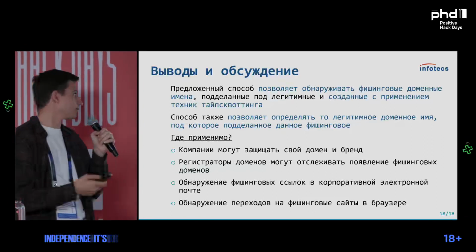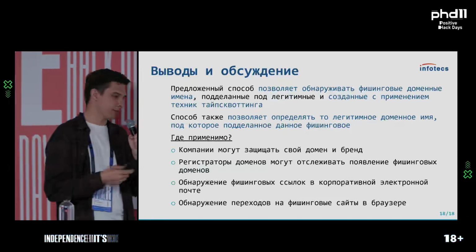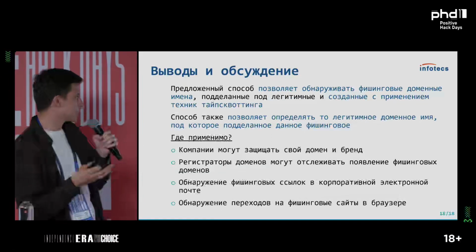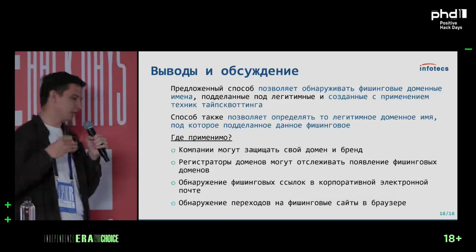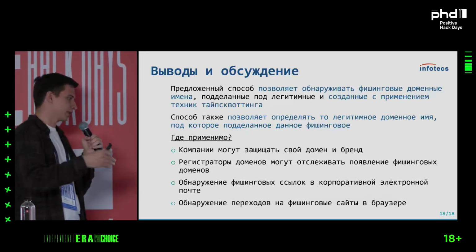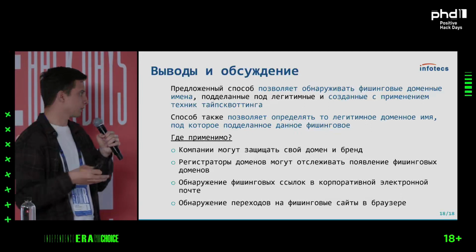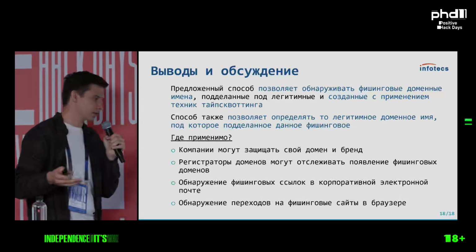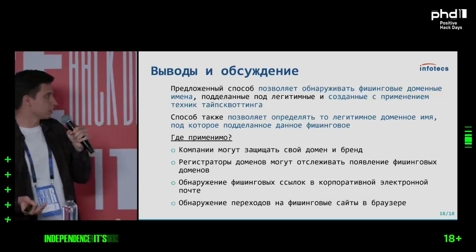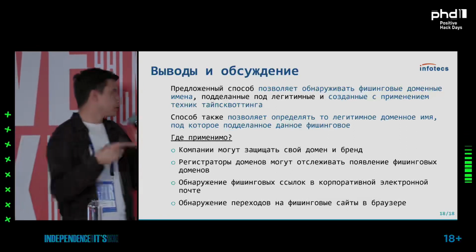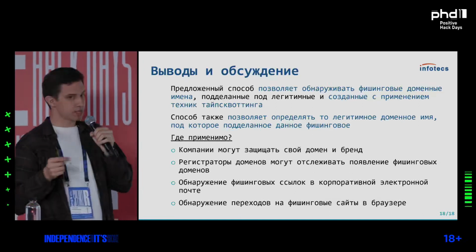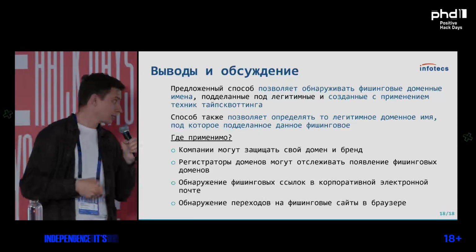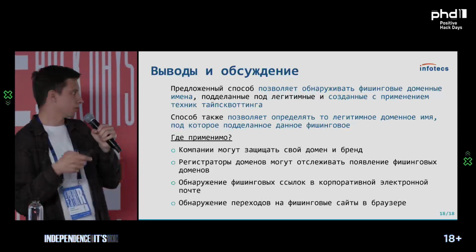The idea of my presentation was that this method allows for finding domain names that are typosquatting, and we can work ahead to actually decide which domains might be dangerous. And this method allows us to say whether this domain name is a phishing one or not.